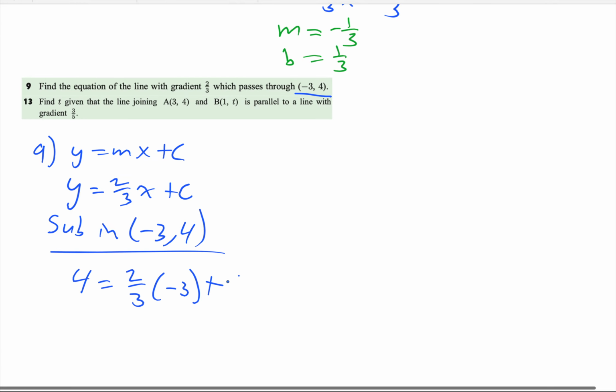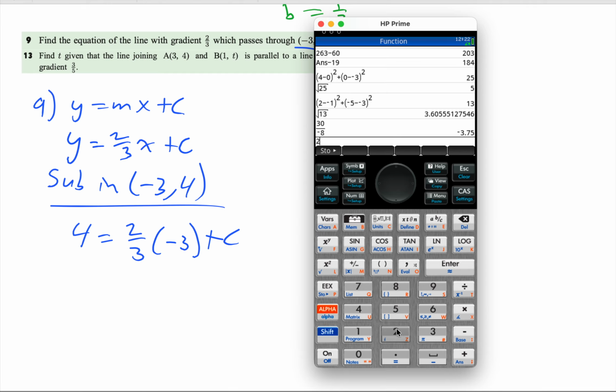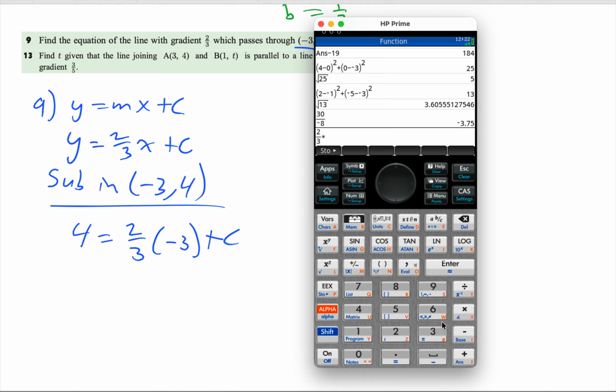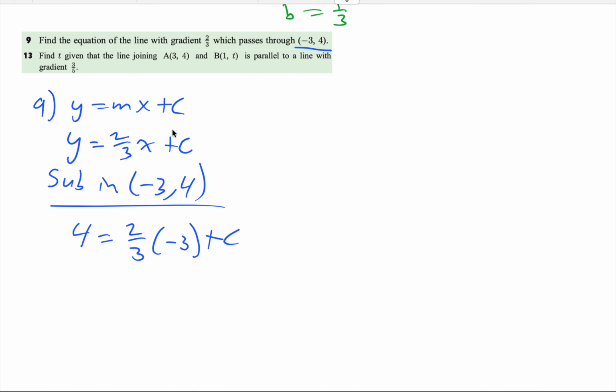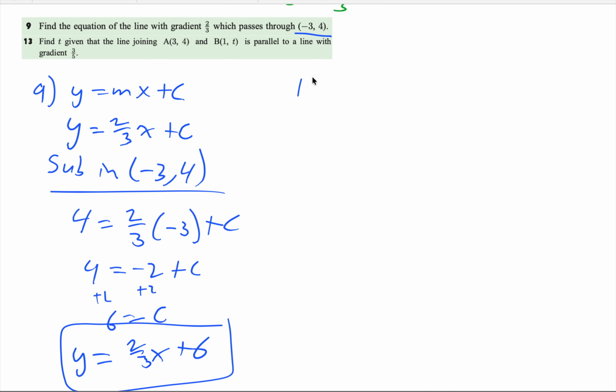And we can use our calculator to help us out. Actually, let me just work it out. 2/3 times negative 3. So that's negative 2, and you got 4 equals negative 2 plus c, so we can add 2 to both sides, and we get 6 equals c. The question says find the equation, so you got to write y equals 2/3 x plus 6. And that's the answer, which I like to put in a big box around.